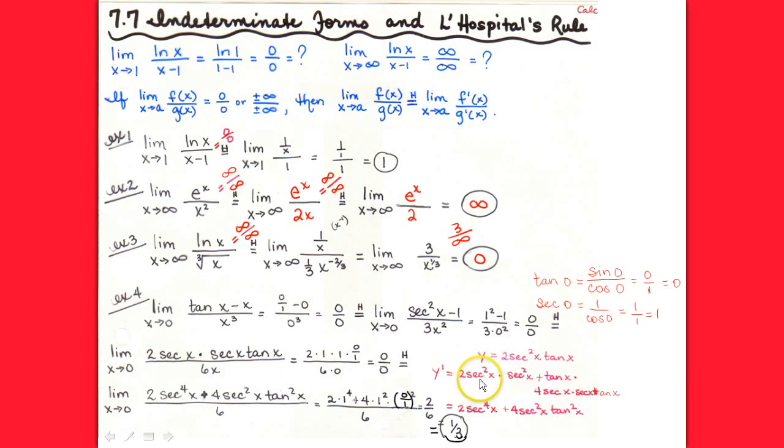We have 2 secant squared times secant squared, so that's 2 secant to the fourth. And then we have tangent times 4 secant times tangent. So secant times secant is secant squared, and tangent times tangent is tangent squared. So we get 2 secant to the fourth x plus 4 secant squared x times tangent squared.